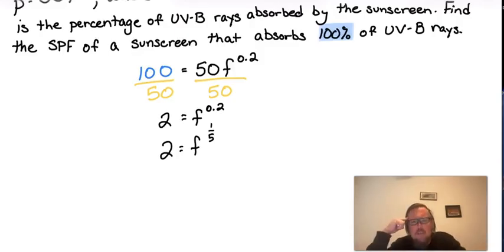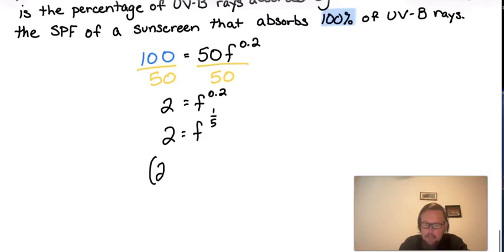Now, is there a way that I could write 2 so that it is raised to the 1/5 power? How could I rewrite the number 2 so that it's raised to the 1/5 power? And the way that we can do it is kind of sneaky. I'm going to do 2 to the 5th to the 1/5 power. Now, 2 to the 5th to the 1/5 power is still 2.